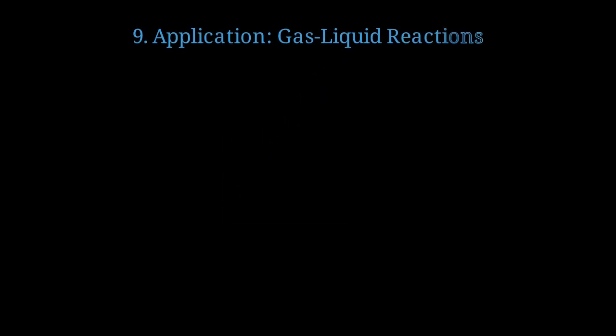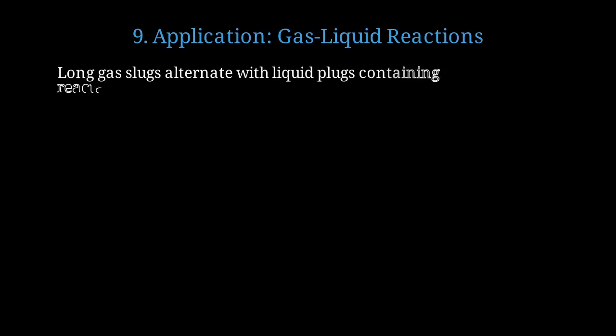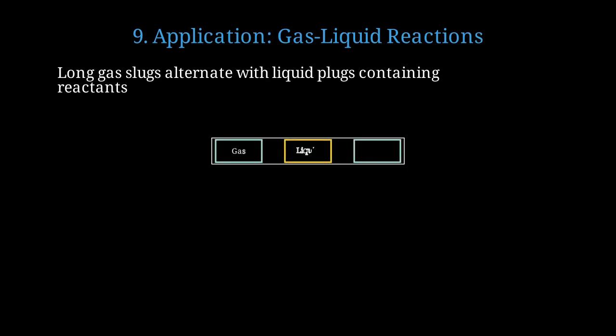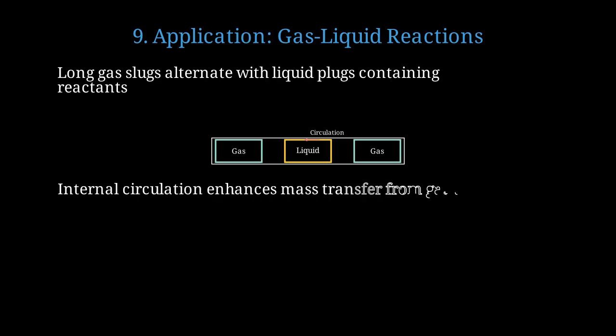Let's explore a key application, using slug flow for enhanced gas-liquid chemical reactions. In this application, long gas slugs alternate with liquid plugs that contain dissolved reactants and catalysts. Gas bubbles provide reacting gases like oxygen or hydrogen, while liquid plugs contain the reaction mixture with internal circulation. The internal circulation in each liquid plug continuously refreshes the gas-liquid interface, dramatically enhancing mass transfer rates.